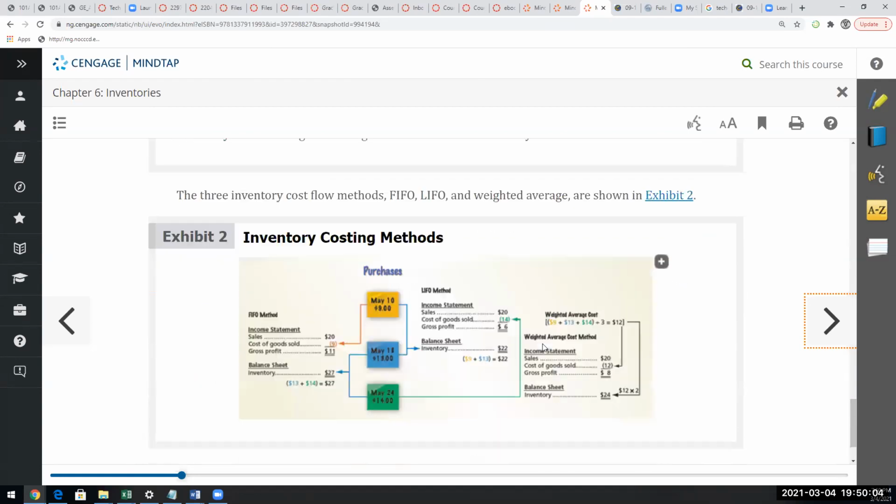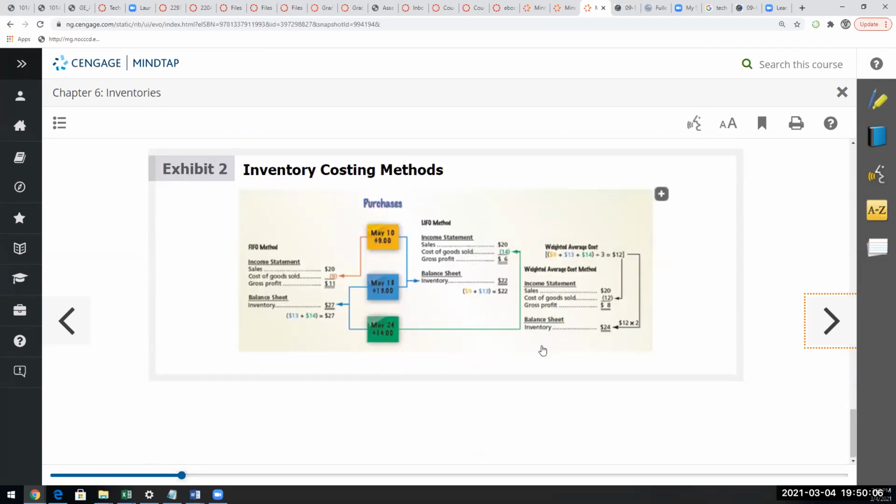I'm going to pause right now to see if you have any questions here, because when you're done today, what you need to be aware of is that there are 3 methods, 3 cost flow assumptions: FIFO, LIFO, and average cost.